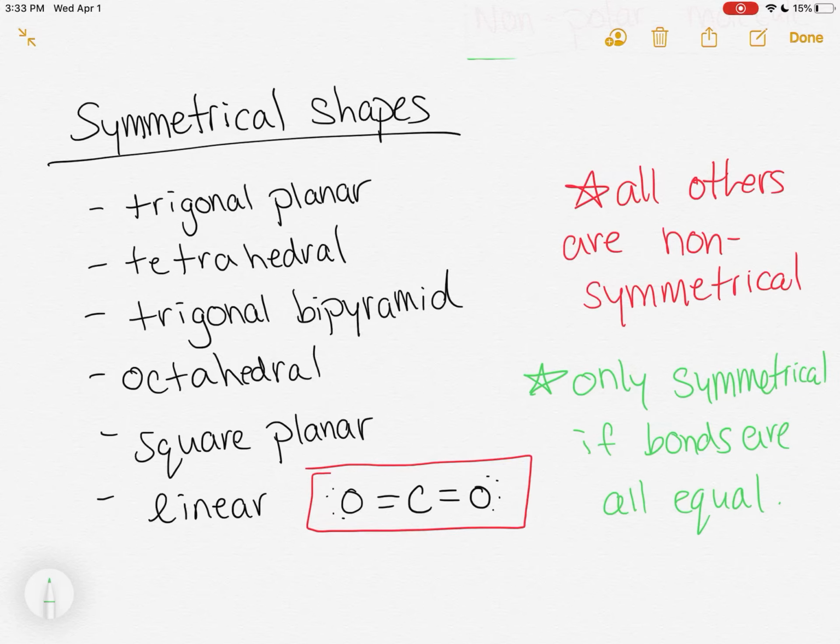Hi, welcome back. So this is looking at molecule polarity, but this is part number 2. So when we left in part number 1, we were talking about which of those shapes were symmetrical.